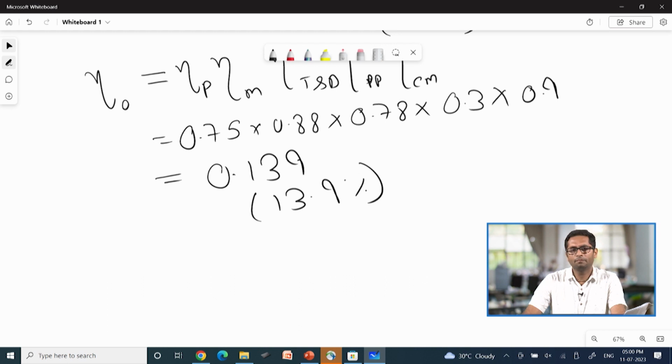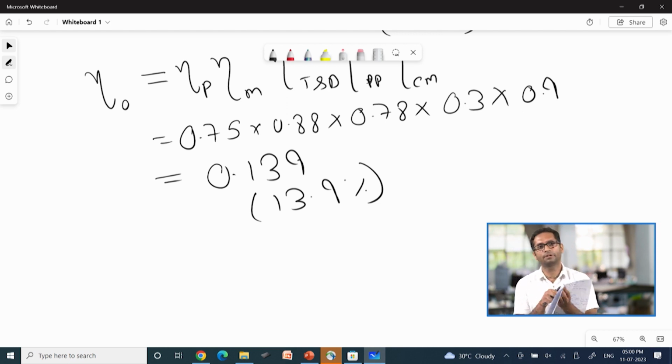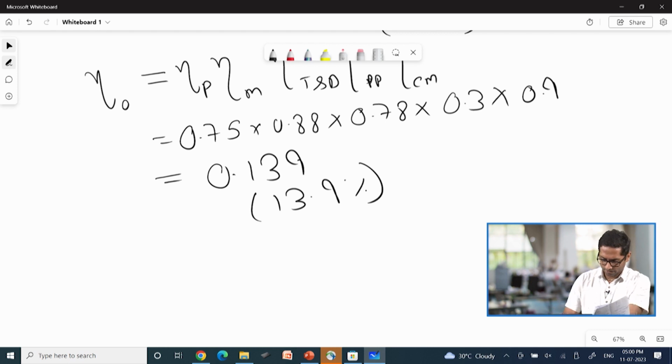Now let us move towards the other alternative, which is the DG set, and let's try to analyze that system, how the efficiency would appear for a system like that. So let me go to the second option.